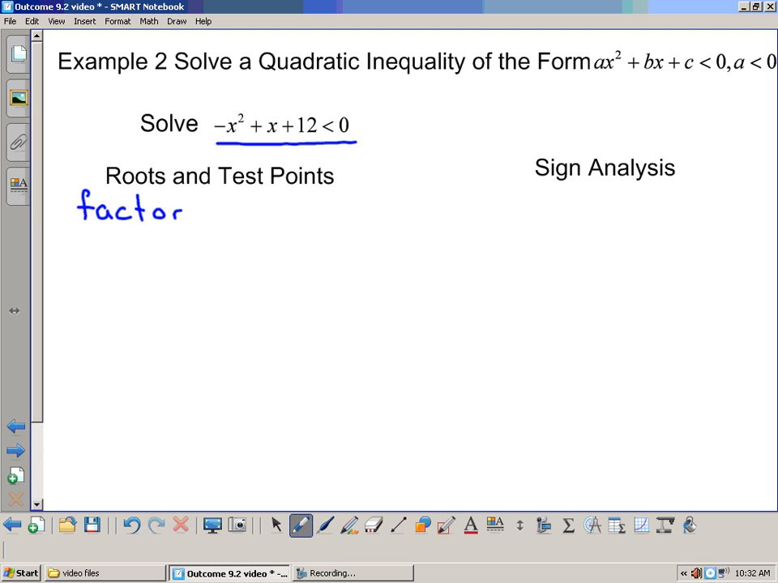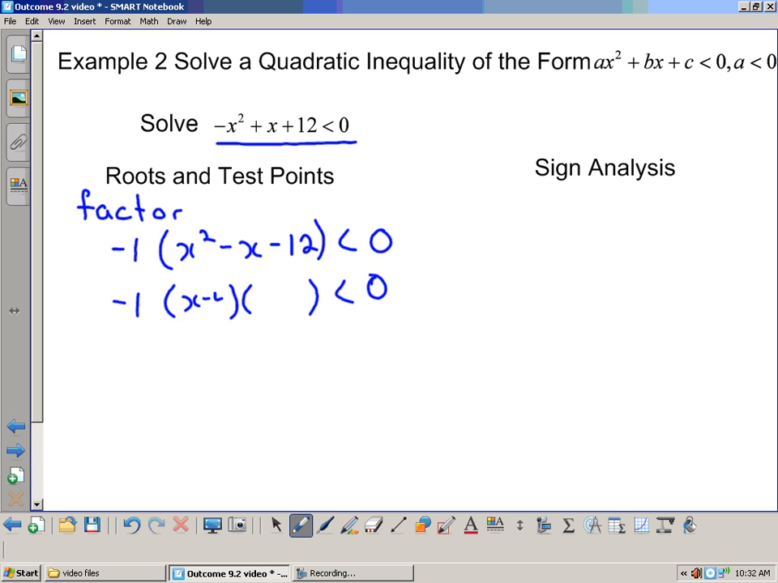So to solve using roots and test points, again, the first step was to be able to factor that equation. To factor it, it's always easier if our squared term is positive. So I'm going to take out a factor of negative 1. That will leave me with x squared minus x minus 12 has to be less than 0. I want to factor that. So that will factor into two factors of x minus 4 and x plus 3. Two possible solutions of x being equal to 4 and x being equal to negative 3.